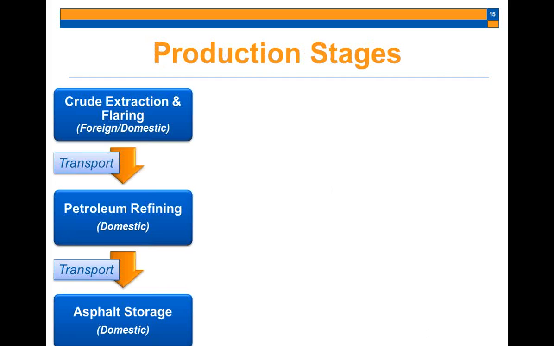So there'll be three major production stages involved in the modeling of asphalt binder. The first is crude oil extraction and flaring, and this is for foreign and domestic sources. The second is petroleum refinery, and this is just domestic in the U.S. And the third is asphalt storage, which is again domestic in the U.S. And then all the transportation that is required between these stages.